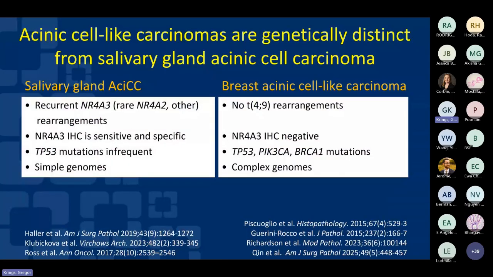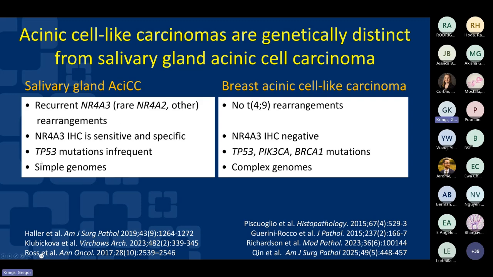Now, as opposed to the other salivary gland-like tumors we've talked about, these tumors, again, are genetically distinct from their salivary gland-like counterparts. In the salivary gland, actinic cell carcinoma is characterized by recurrent rearrangements of a gene called NR4A3, sometimes other genes that are related. And this leads to overexpression of the protein, which in the salivary gland is highly sensitive and specific for this diagnosis. But in the breast, so far, of the tumors that have been analyzed, these rearrangements have not been identified, and IHC has been negative for the NR4A3 protein.